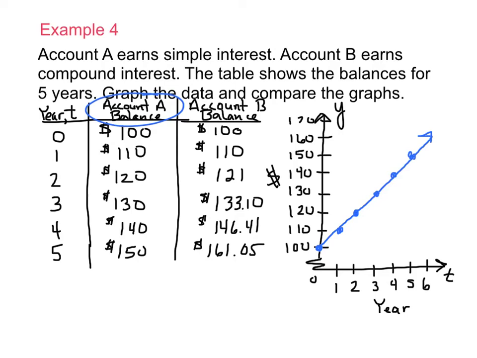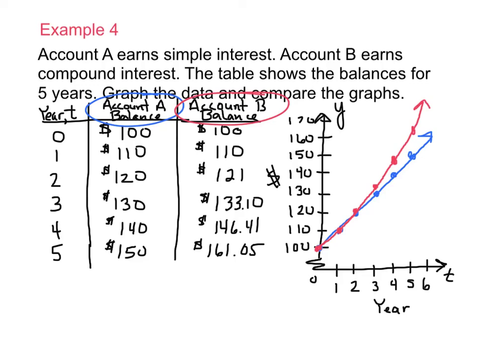Okay, now we're going to do account B, which I'm going to do in red. So we start at also 0, 100, then we go to 1, 110, and then we go 2, 121. Then we go 3, 133, and then 4, 146, and then we go 5, 161. You'll notice your graph is going to do that.